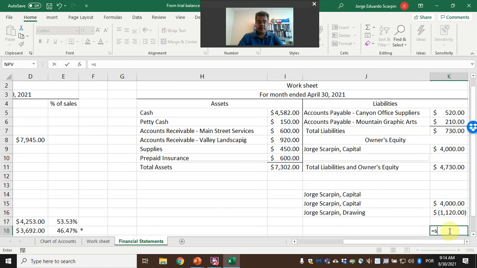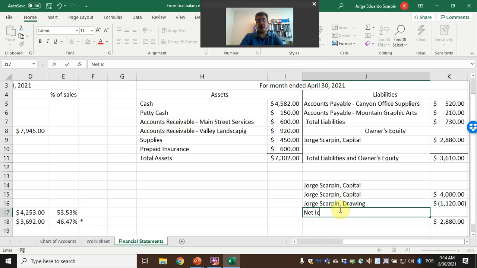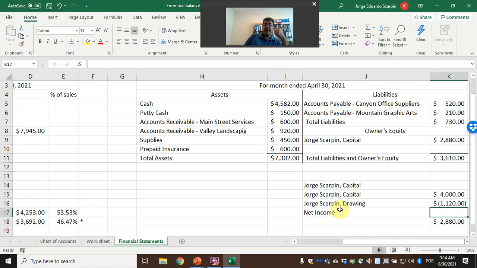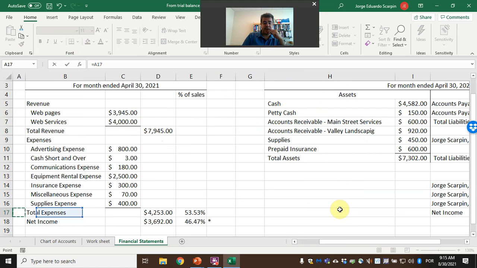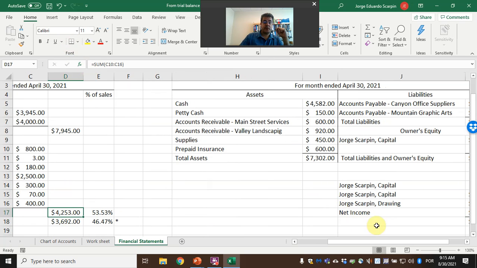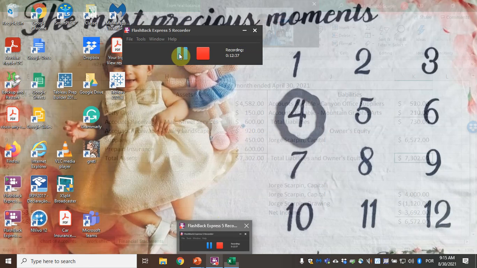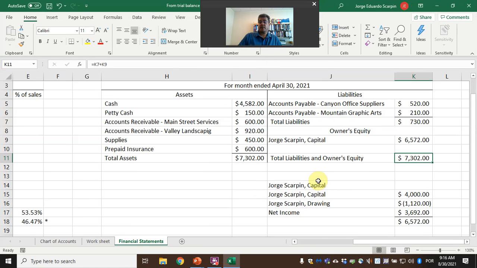And if we combine here, it will be much worse. So what do we need? We need the net income. So owner's equity, they are capital, drawing, and net income. And net income, we have them on net income here. By the way, we need this one. So now 6,572. That is exactly what we have here. So guys, now they are matching. Now total assets is matching the total liabilities and owner's equity.